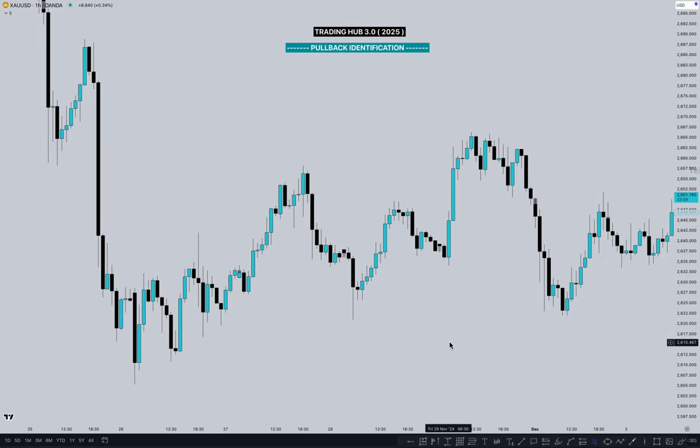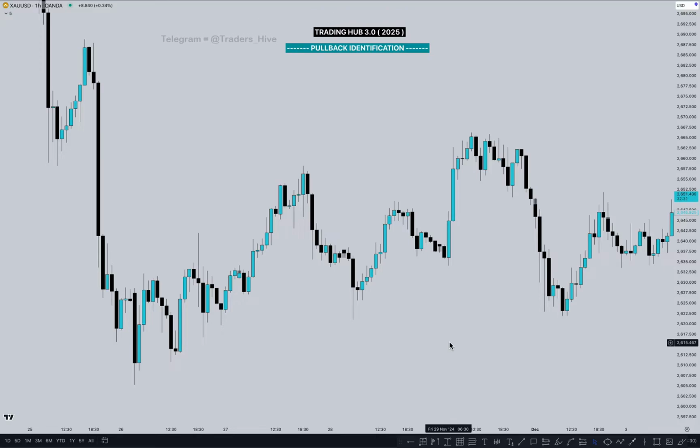In this chapter, we are going to learn about pullback identification. How can we identify a valid pullback, and what is the real definition? Some people think that a bullish and bearish candle is the only pullback identification. No, the candle color does not matter. Pullback identification only happens when the market has taken out the previous candle high or low. Then we can confirm whether this is a valid pullback or not.